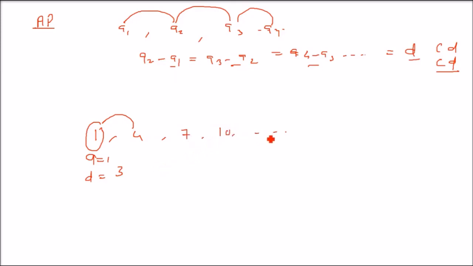So there are two things which define an arithmetic progression: the first term and the common difference. Then only it will be an arithmetic progression. It can be decreasing also, increasing also.